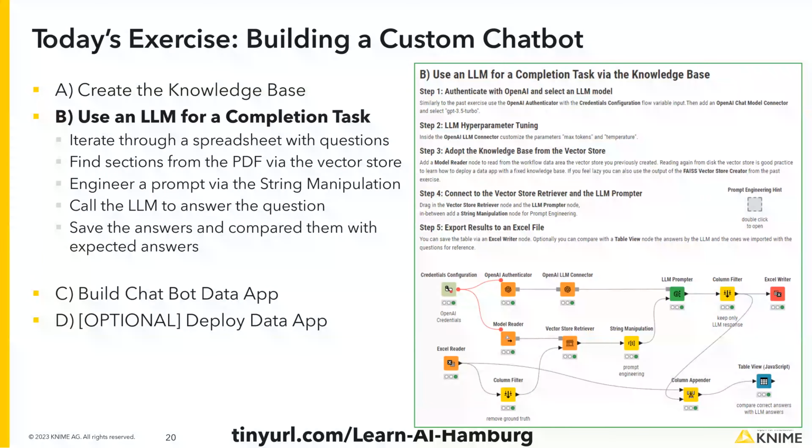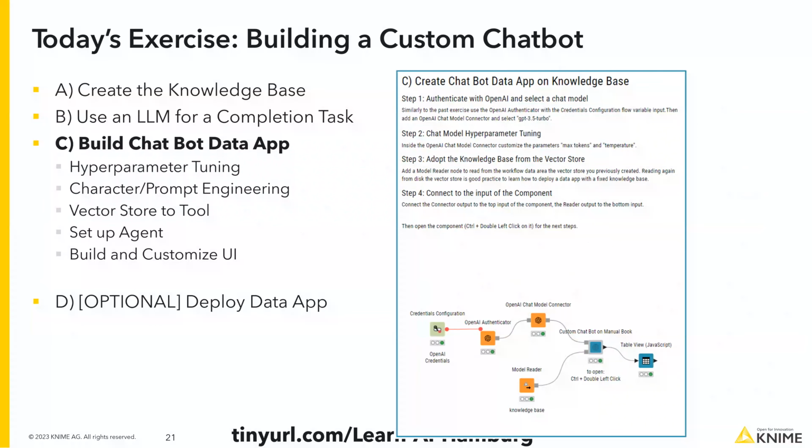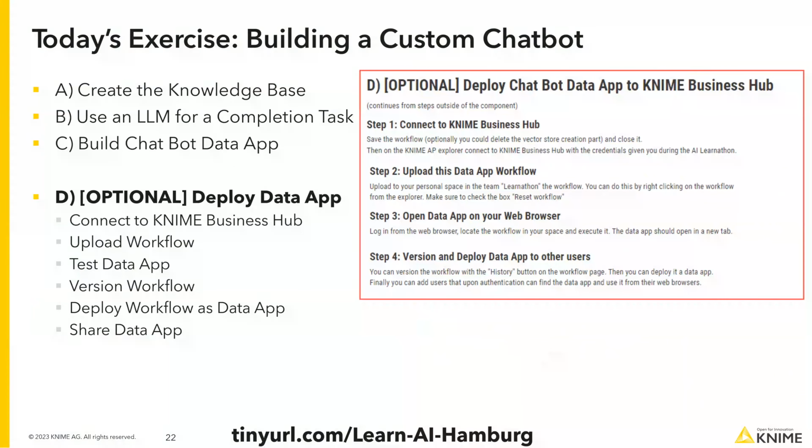B is about taking an OpenAI model, and then we are going to basically create a prompt. So we are going to do some string manipulation, if you want to call it prompt engineering, fine. Prompt engineering to create the input of the model so that it can find the answer when you make the question automatically, all right? So it's about using the vector store that you just created in the previous exercise. And C, finally, is about building the chatbot. This is about building the user interface that uses the AI, all right? So for whoever wants to go into the more advanced part, and then also deploy on the KNIME system.